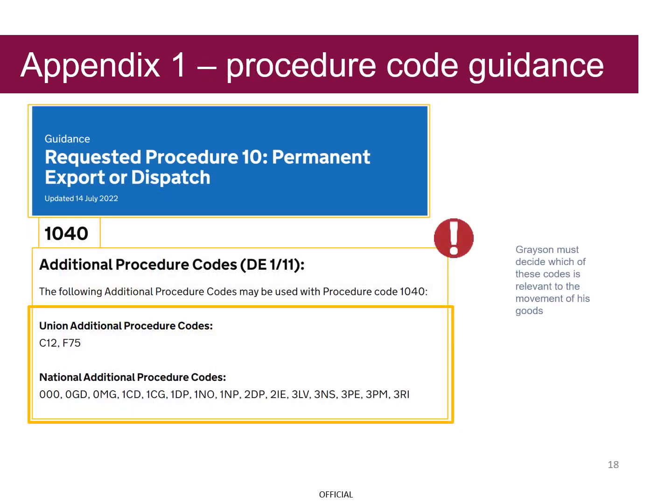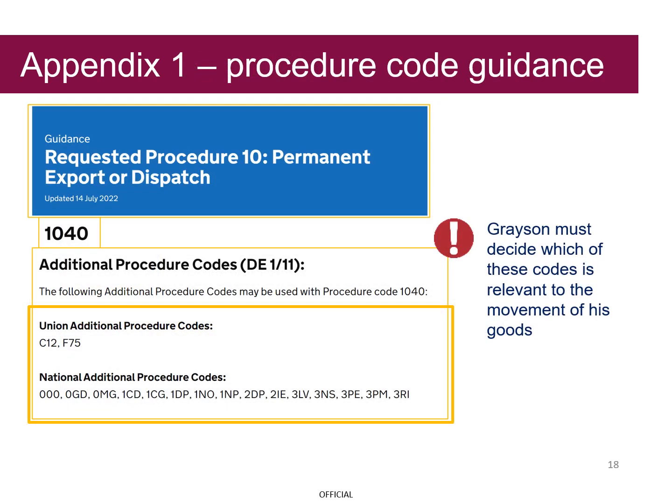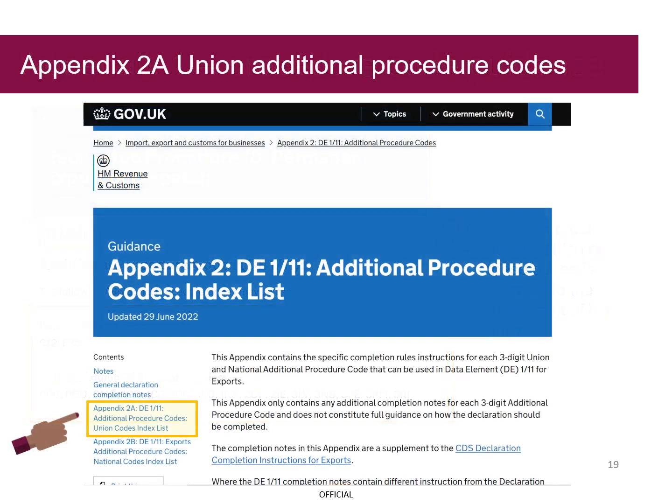Grayson needs to examine in more detail the additional procedure codes he identified in step 4, for example C12. He must then decide whether they are relevant to his goods. To do this, Grayson needs to work through both Appendix 2A and 2B. He starts with Appendix 2A and selects the hyperlink.